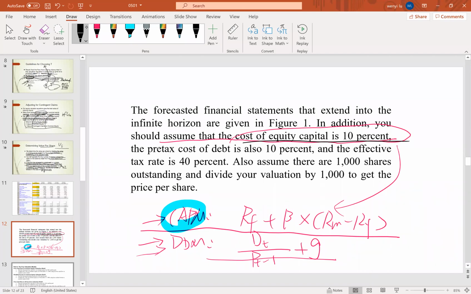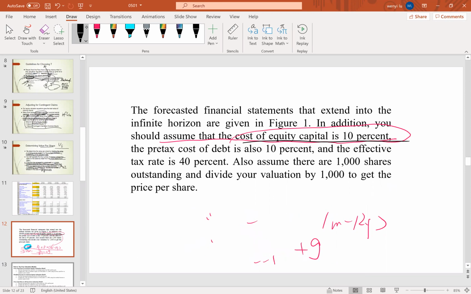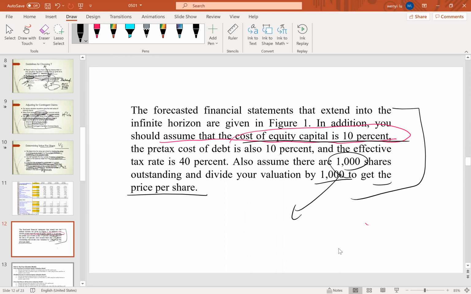The pre-tax cost of debt is also given. It's 10%. Our effective tax rate is 40%. Assume there are 1,000 shares outstanding. So after you solve the value of your equity in total, you will divide by 1,000 shares to get a price per share. So that's our assumptions: the cost of capital, pre-tax cost of debt, effective tax rate, and shares outstanding. For our project, you can get the shares from the 10-K, the tax rate from the income statement, and the cost of equity from the balance sheet and income statements, with some calculations.